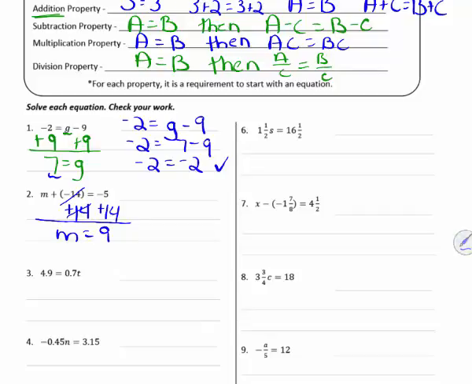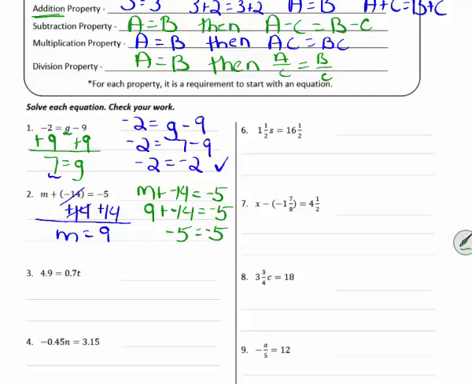I'm going to do my check, and for the check, we start with our original problem. I'm just taking out the parentheses because we don't really need them. I'm going to put 9 in for m, and then I'm going to see 9 plus negative 14 truly is negative 5.